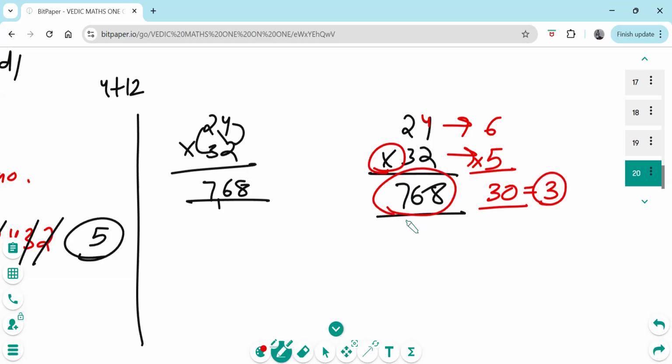Now let's check the answer for this one. Is the Beejank coming out to be 3? If it is, then we are correct. 7 + 8 is 15. 15 + 6 is 21. And 21, adding 2 and 1, is 3. And 3 is coming for this too, 3 is coming for this too, so it means it is correct.